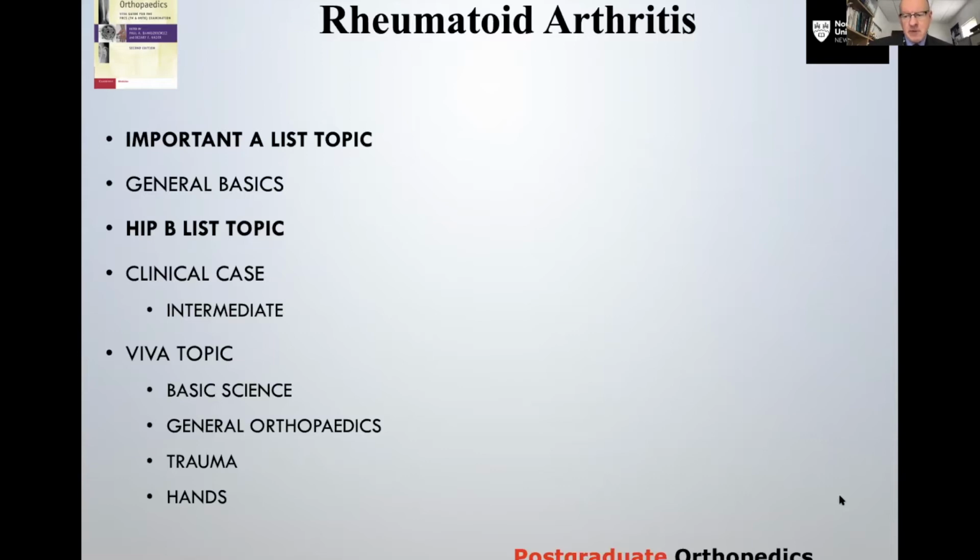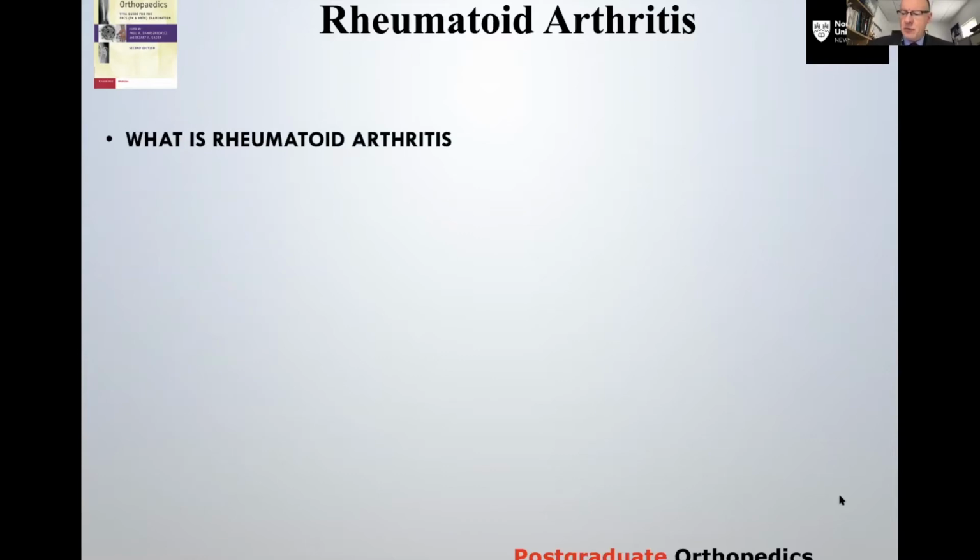It's probably more important as a viva topic, particularly how to manage the painful end-stage rheumatoid hip that needs a total hip arthroplasty. There are many things to discuss and some complex issues that candidates need to be aware of.